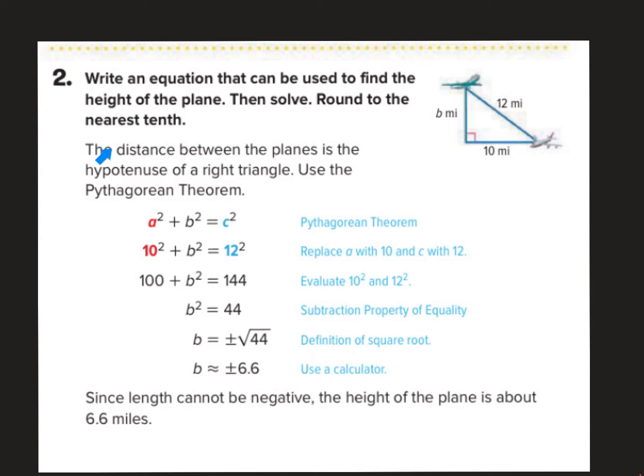For number 2 here, it says write an equation that can be used to find the height of the plane and then solve, round to the nearest tenth. So very similar situation, except instead of knowing both legs, we know the hypotenuse here at 12 miles, so that's c. We know one of the legs, we can call this b. And what we don't know, I'm sorry, back up here. This is already labeled as b, so we'll call this a. So we know c, we know a, but we don't know b.